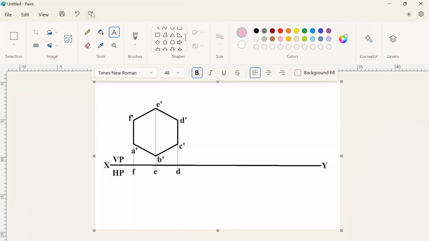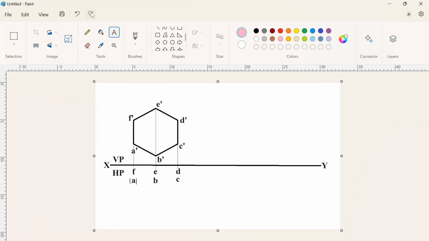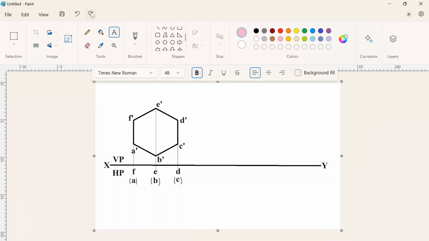So those A dash, B dash, C dash should be marked in brackets. In the top view, we don't mark it with dashes, we will always mark it without dashes. That is the difference which we want to show in the diagram. If it is marked with dashes, that is the front view. If it is marked without dashes, that is our top view.